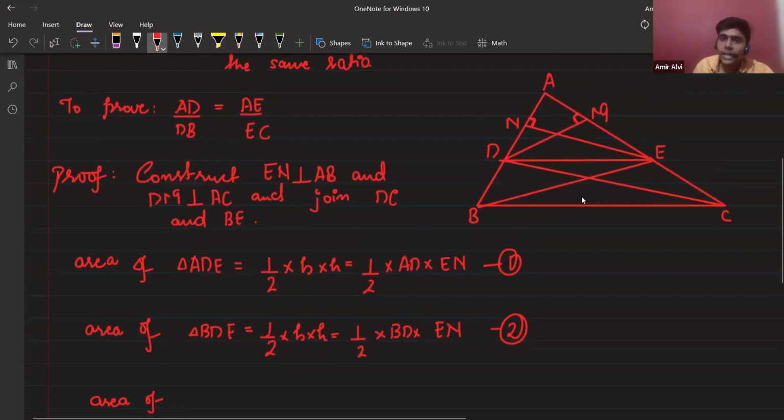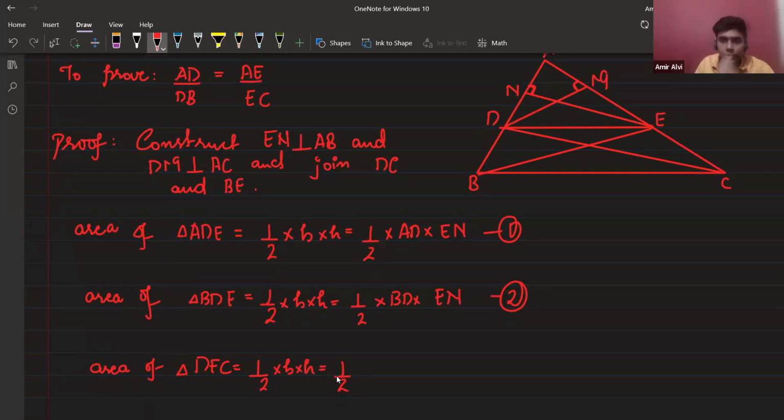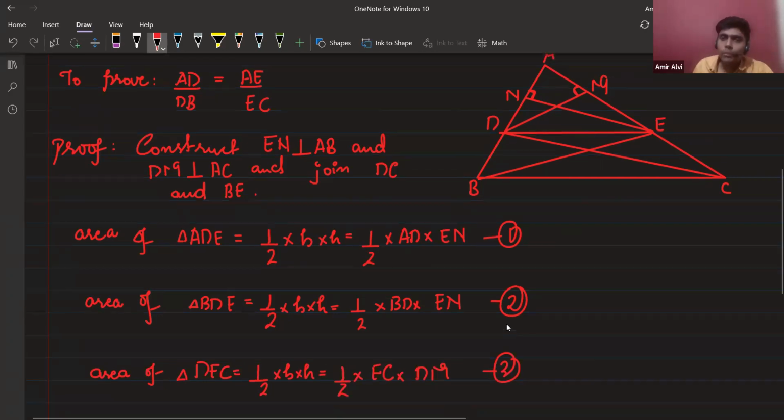Again, I'm taking the triangle, right now triangle DEC. So Adil, tell me if DEC is also an obtuse triangle. So this DM will be the perpendicular, because an obtuse triangle has the perpendicular outside. Yes or no? So area of triangle DEC is equal to half base into height. Now Adil, tell me what will be the base of triangle DEC? EC. EC, very good. What will be the perpendicular of DEC? DM. DM, very good. So that will be your third equation. Clear, Adil? Yes.